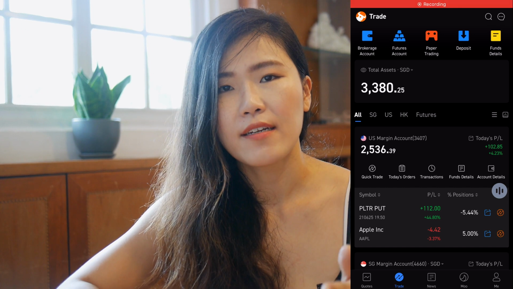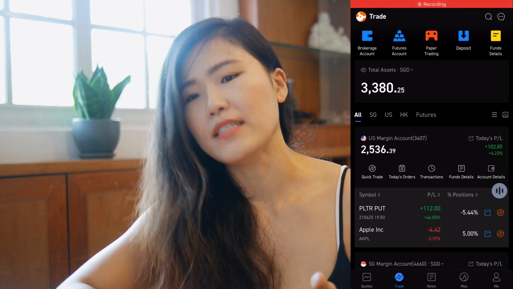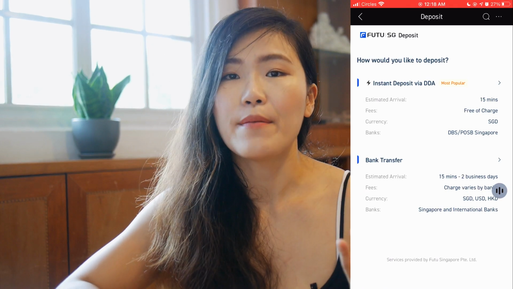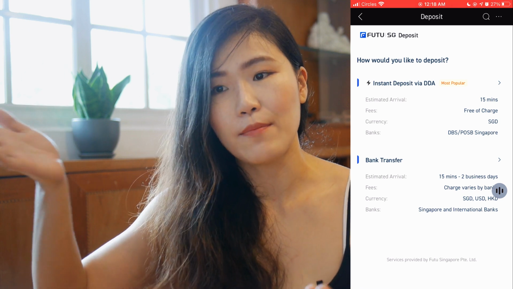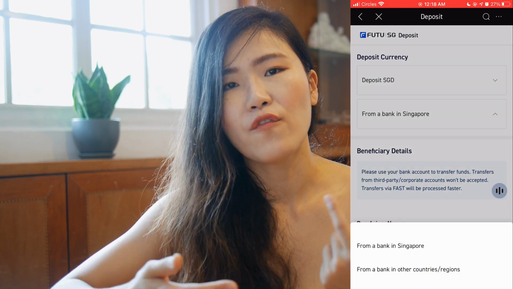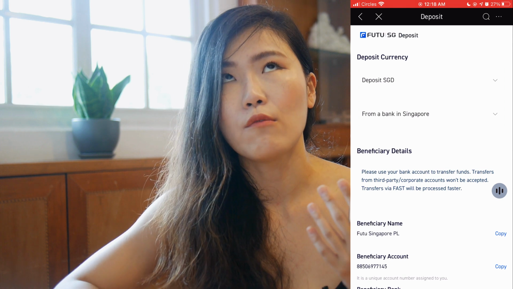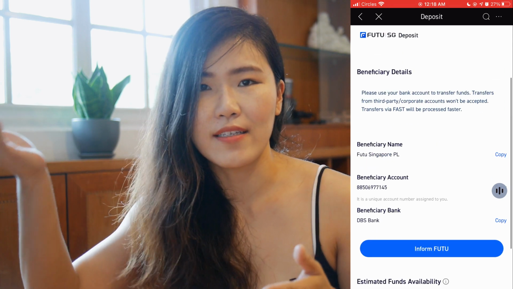The first step is to deposit money with Moomoo, and it is very easy to deposit money to Moomoo by just clicking the trade button and then deposit button. I deposited via bank transfer since I use OCBC Bank, and there was no additional fees that was deducted. So when I transferred 3,000, I also got 3,000 at the end.